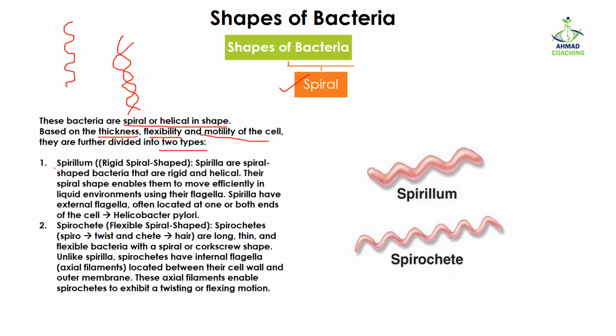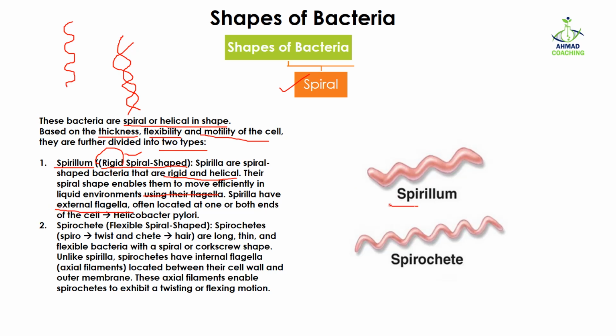The first one is spirillum. The spirillum is a rigid spiral-shaped bacteria. So this spirillum is spiral in shape, but it is rigid. Spirilla are spiral-shaped bacteria that are rigid and helical. Their spiral shape enables them to move efficiently in a liquid environment using their flagella. The spirilla have external flagella often located at one or both ends of the cell.